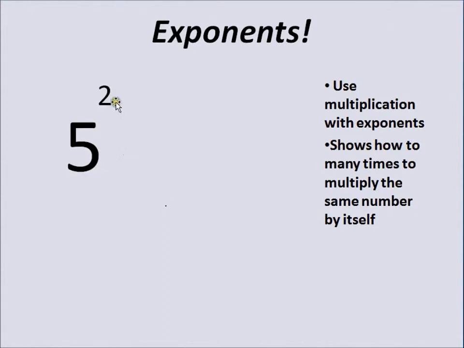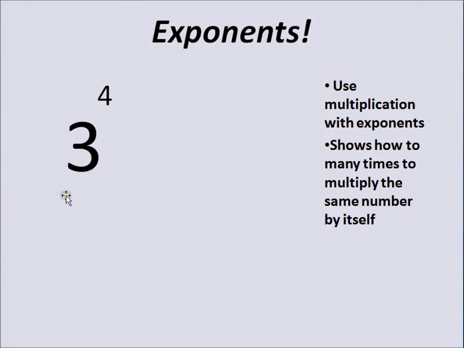5 to the second power, or 5 squared. We're going to use multiplication, and we're going to use 5 as a factor 2 times in our multiplication sentence. 5 times 5 equals 25. See how we have our 5 2 different times in our multiplication expression, because we're using 5, which is our base number, as a factor 2 times. Let me show one more.